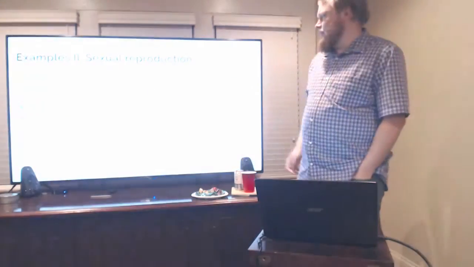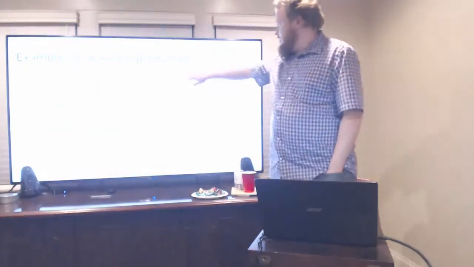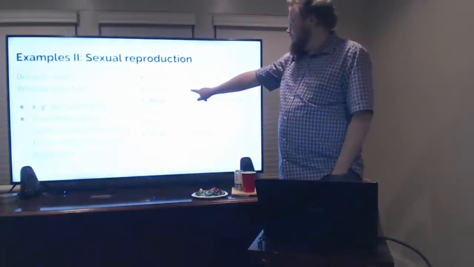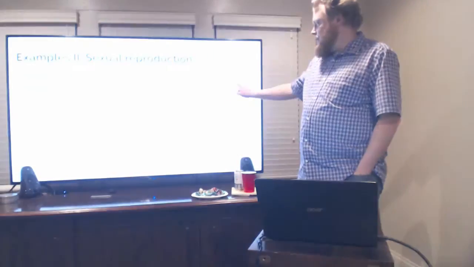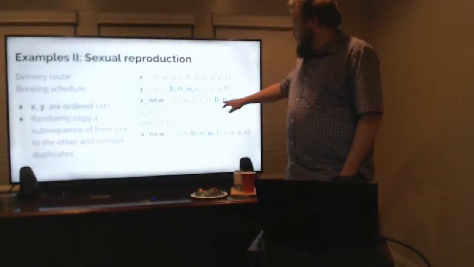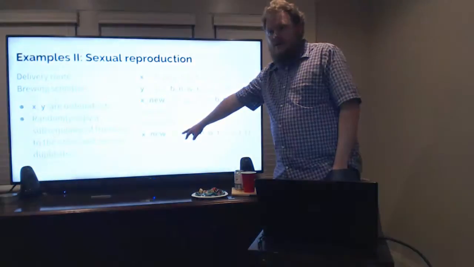And so on the delivery route or the brewing schedule, here's an example where if you have X and you want to move Y into it, you can just take this chunk and insert it into a random part of X. But then you have the problem where you might be visiting New York twice, and so you can just eliminate the previous visit to New York.